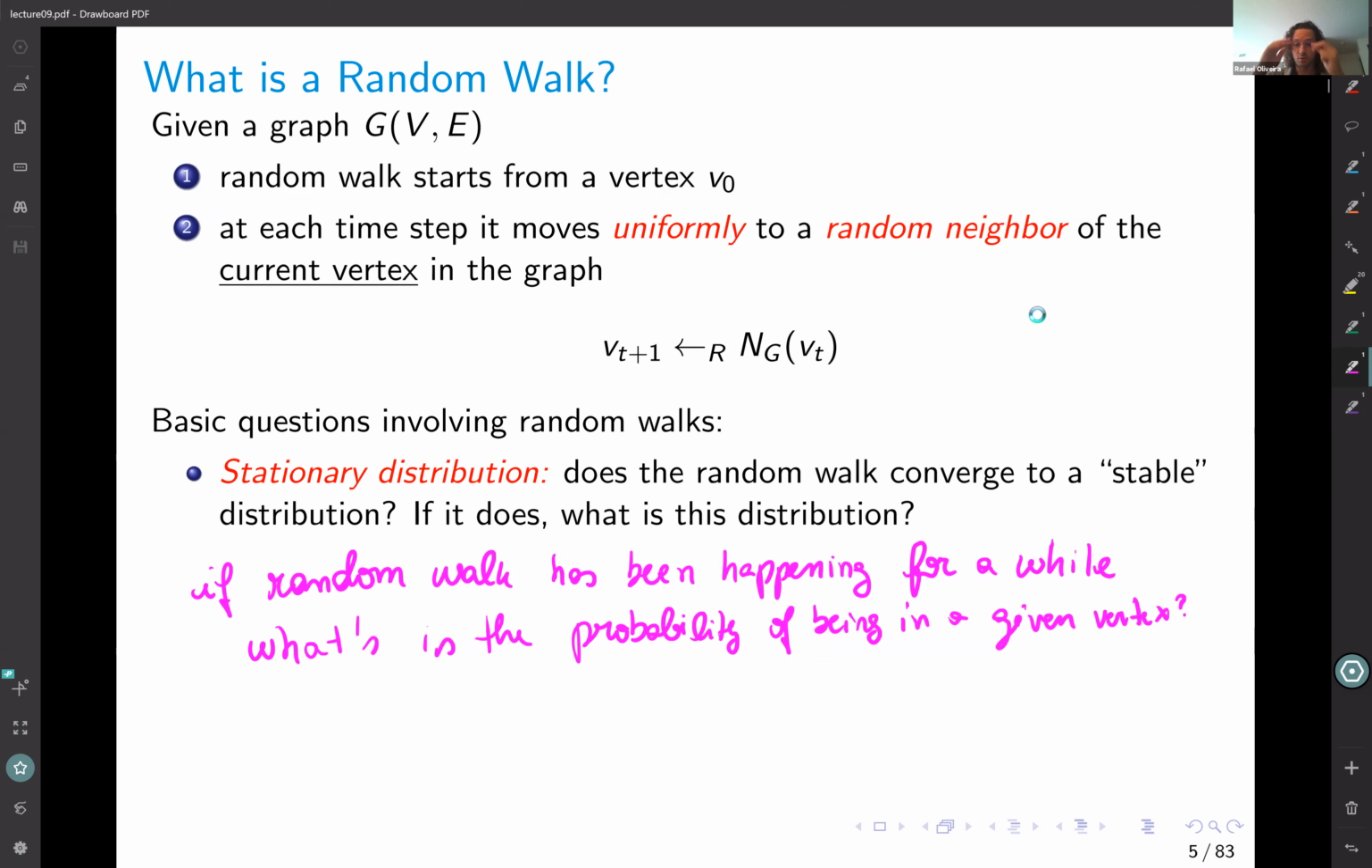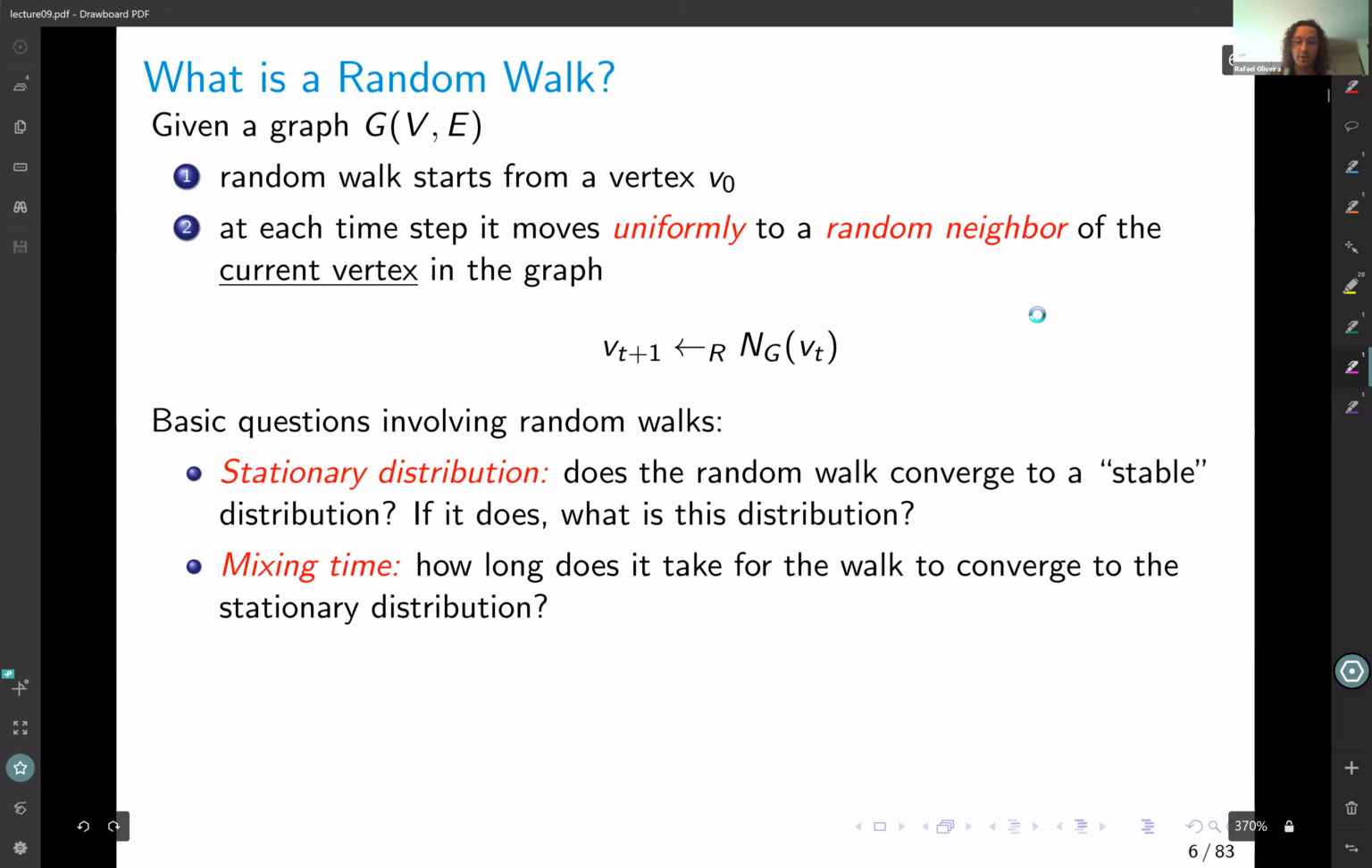And if it does converge to the stable distribution, what is this distribution? And the second question is, how long does it actually take for the walk to converge to the stationary distribution? Suppose that the stationary distribution exists, and how long will it take for the walk to converge to it?